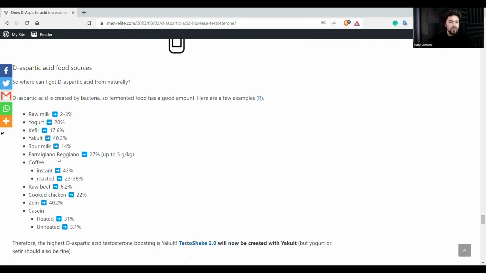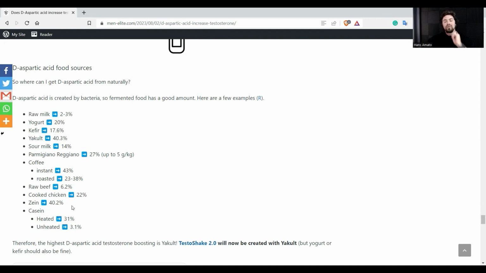You will see Parmigiano Reggiano, the cheese, at 27%, not bad. Coffee is up to 43%, but keep in mind, coffee is a low-protein food. So even though it might have a lot of D-aspartic acid, it doesn't mean you're actually consuming a lot, because it doesn't contain a lot in proportion to the amino acids. Casein is actually pretty high as well. We have zein, which is the very refined corn protein, at 40% as well. So I would say the best, highest D-aspartic foods that will increase your testosterone will be fermented foods like yogurt, but ideally Yakult. And then casein might be helpful, also zein.